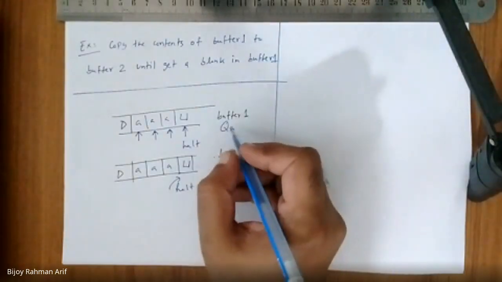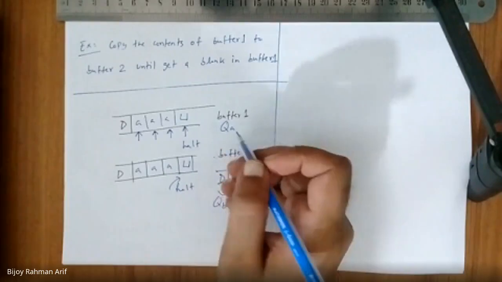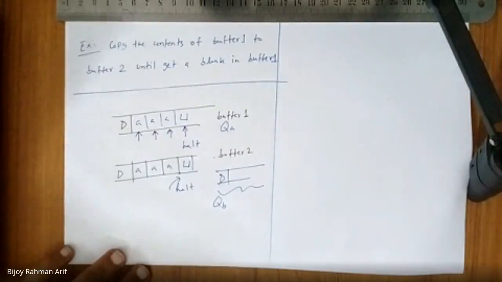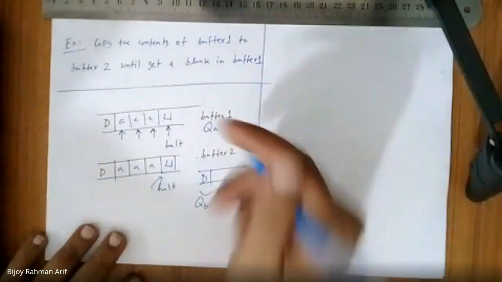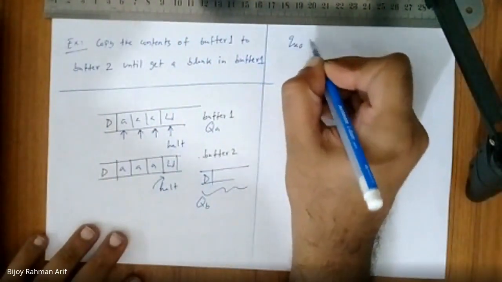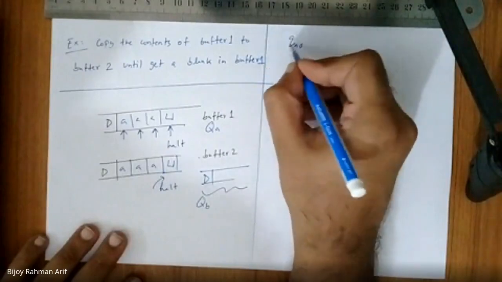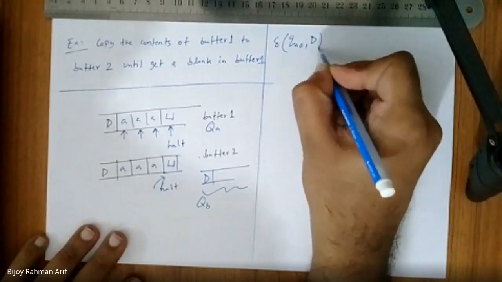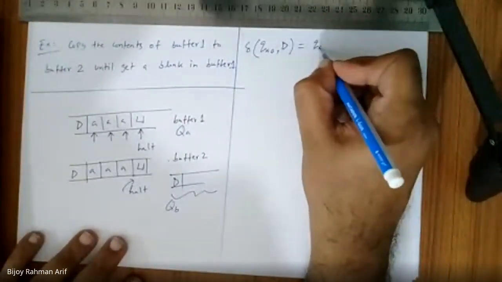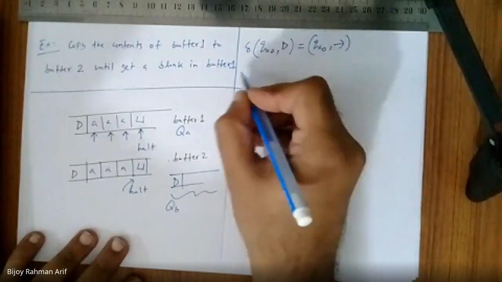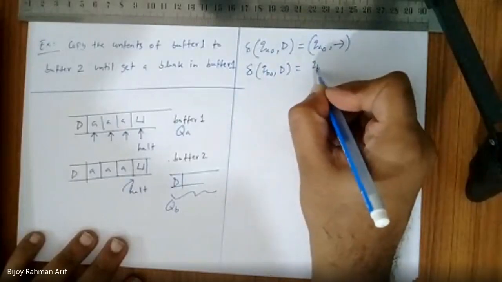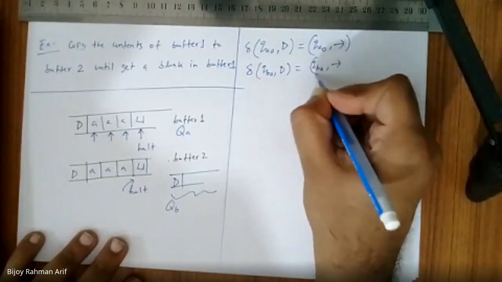How can we solve this problem? Simple. We know two things. One is delta of QA naught comma triangle. What would be the case? QA naught, right shift, auto. Then QB naught, triangle, QB naught, right shift, auto.